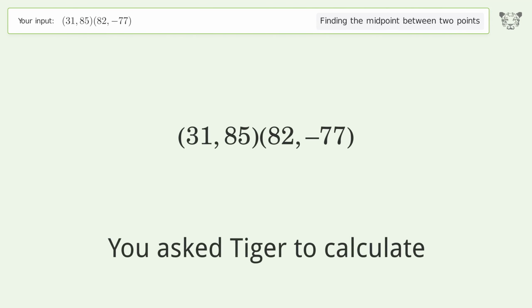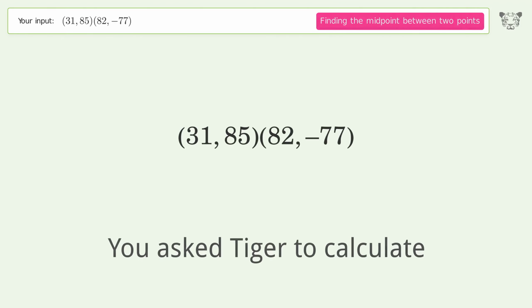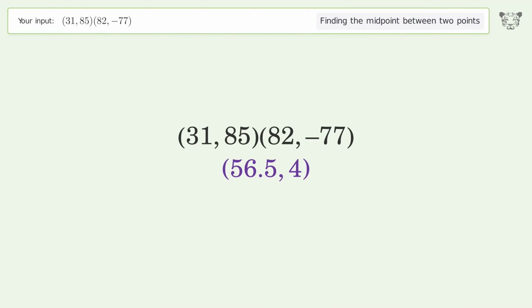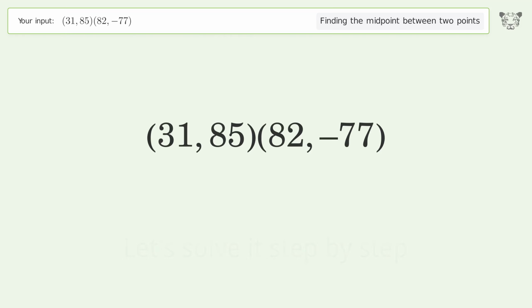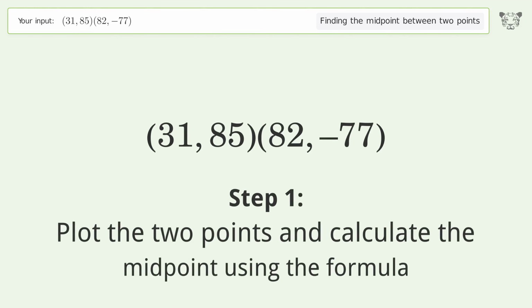You ask Tiger to calculate. This deals with finding the midpoint between 2 points. The midpoint between the 2 points is 56.54. Let's solve it step by step. Plot the 2 points and calculate the midpoint using the formula.